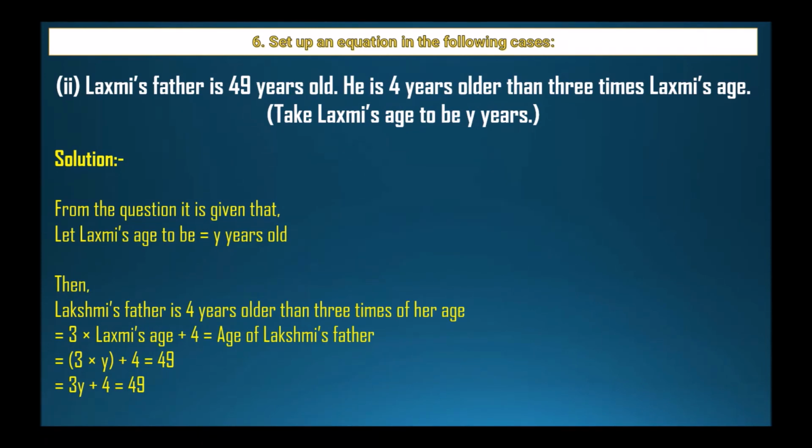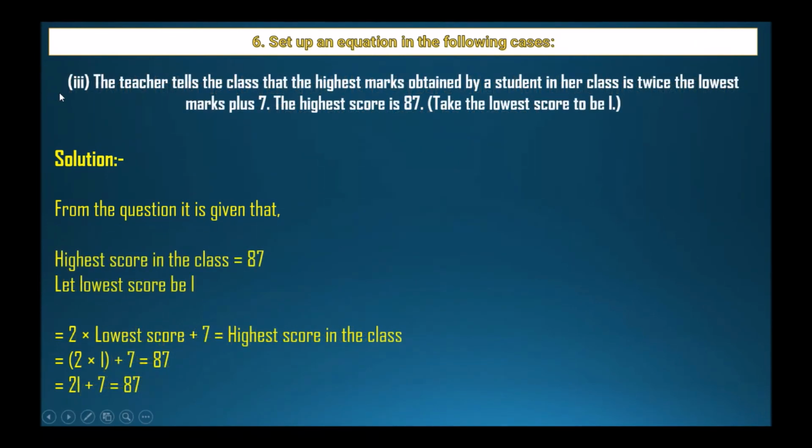The teacher tells the class that the highest marks obtained by a student in her class is twice the lowest marks plus 7. The highest score is 87. We will take the lowest score to be l. So the highest score in the class is 87, the lowest score is l. So 2 into lowest score plus 7 equals the highest score. So 2 into l plus 7 equals 87. So 2l plus 7 equals 87.